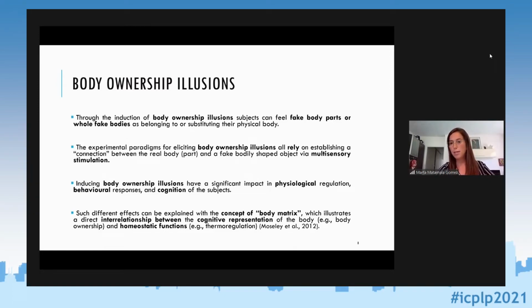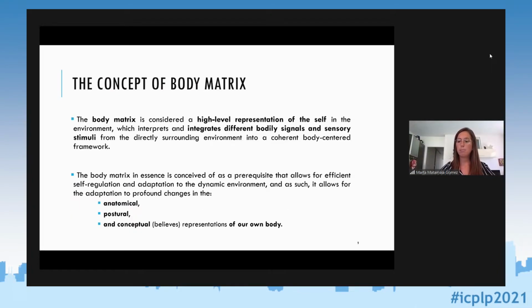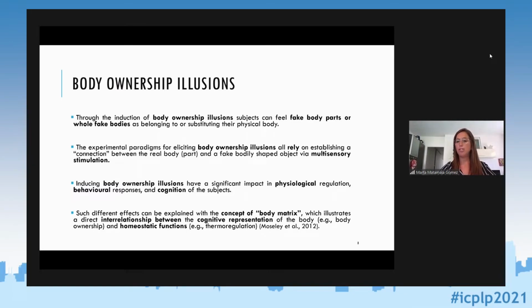So as we saw in the video, with multisensory conflicts we can induce body ownership illusions towards fake body parts, and also toward whole fake bodies. In this workshop, we focus more on body parts, but it is possible to induce it towards whole fake bodies. And as I said before, these body ownership illusions rely on establishing a connection between the real body part and a fake, bodily shaped object via multisensory stimulation.